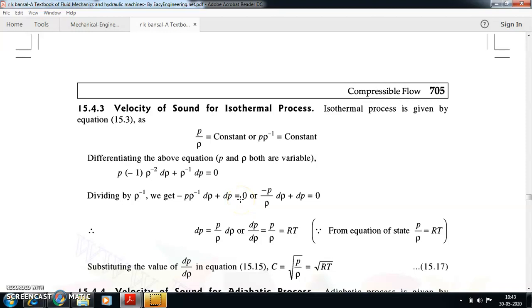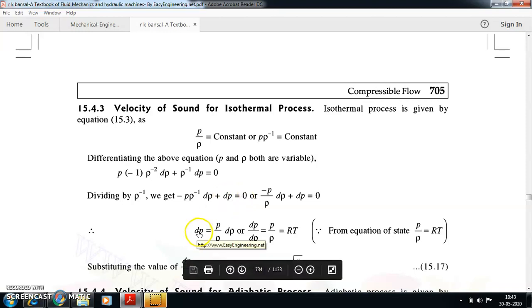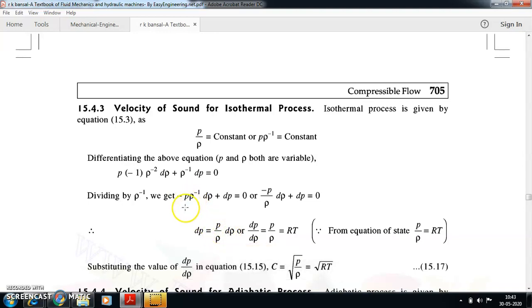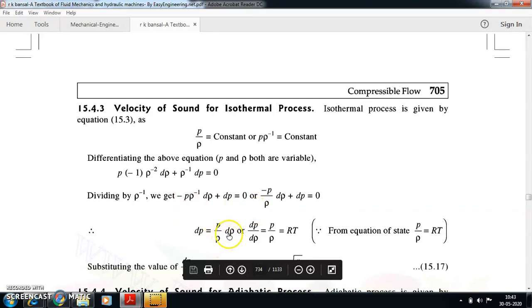I can rearrange this term in terms of dp. Taking this term to the right hand side, dp will be equal to p divided by rho into d rho. Just rearranging this term, I am taking this rho down into the denominator, so it will be minus p by rho. Taking it on the right hand side, it will be p by rho into d rho. So dp by d rho, I can write as p divided by rho.